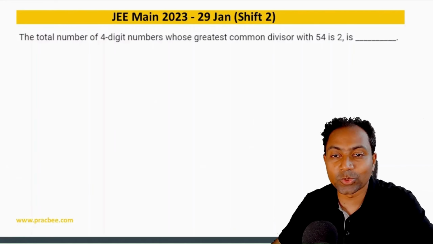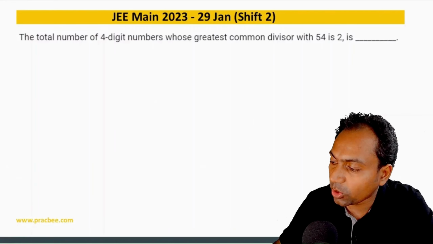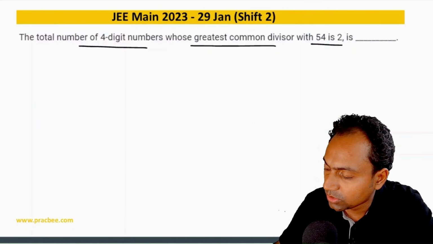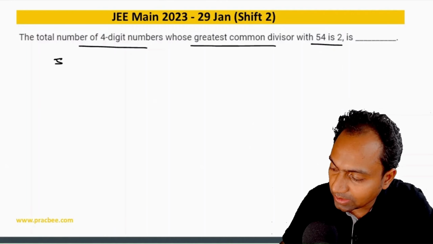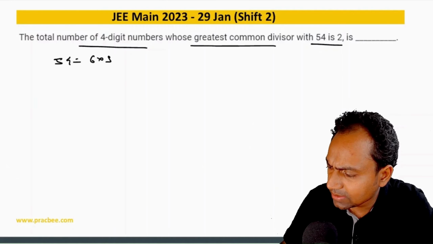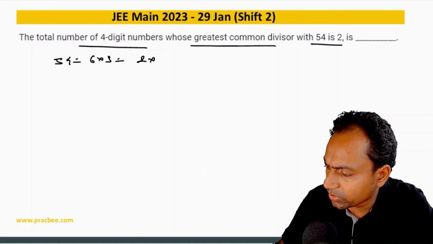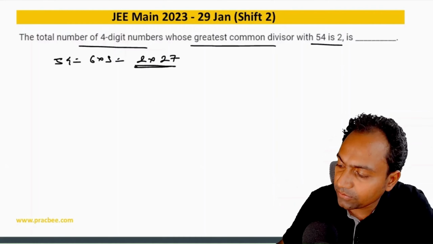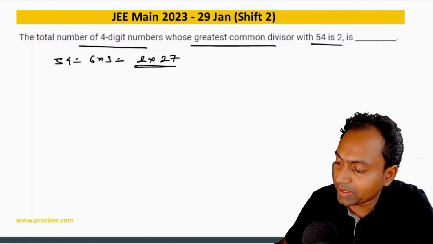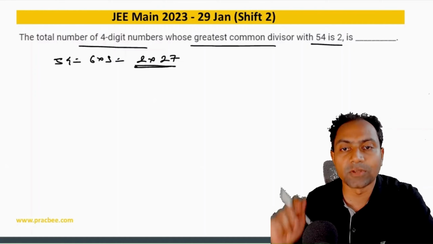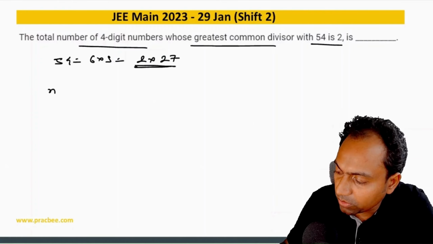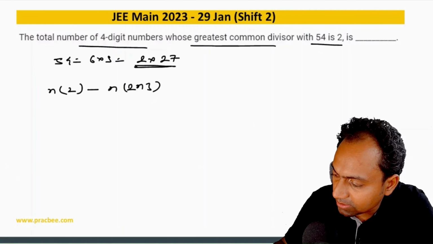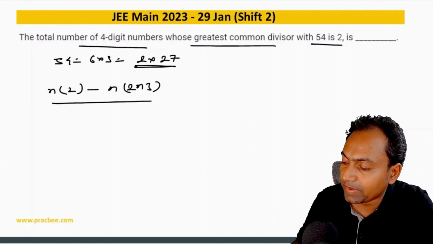Now this next question goes one step ahead from the last question and talks about 4-digit numbers whose greatest common divisor with 54 is 2. Now if I write the prime factorization of 54, it can be written as 6 into 9, and that can eventually be written as 2 into 27. So what does this question mean? If I write a 4-digit number, it should be divisible by 2, but it should not be divisible by 3. That would mean what I want is the number of elements in 2 minus the number of elements in 2 intersection 3. If I find this value, I will be able to get my answer.